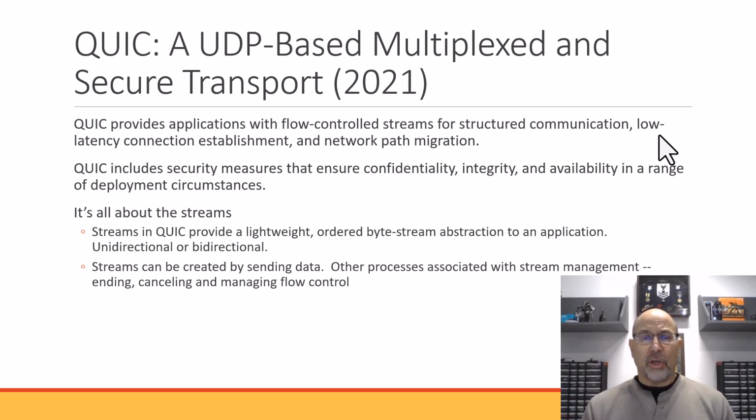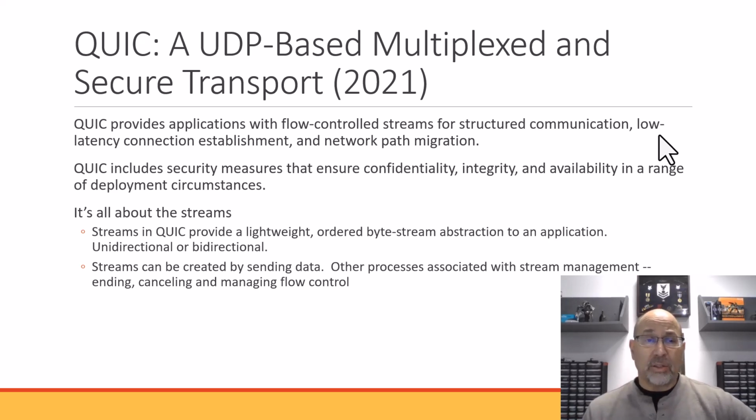So it includes security measures that ensure confidentiality, integrity, availability in a range of deployment circumstances. So we saw that that was actually an encrypted payload that we couldn't see. And so really, again, this is about services for these streams, including things like what happens if we have to change the network path or establish a network path, and then deal with connectivity issues. So it's really all about handling the streams.